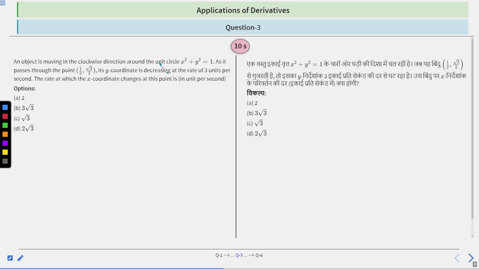So when we differentiate throughout, we'll get 2x dx by dt plus 2y dy by dt equal to 0. Clear? So we'll get the relation between dx by dt and dy by dt. And dy by dt is given as minus 3, and we have to find dx by dt. And x and y are given. So after putting the values of x, y and dy by dt, we will get the value of dx by dt, the rate of change of the x coordinate. So in this way, you can approach the question. Clear? So you have 10 seconds to solve this question. After 10 seconds, we will discuss the solution.